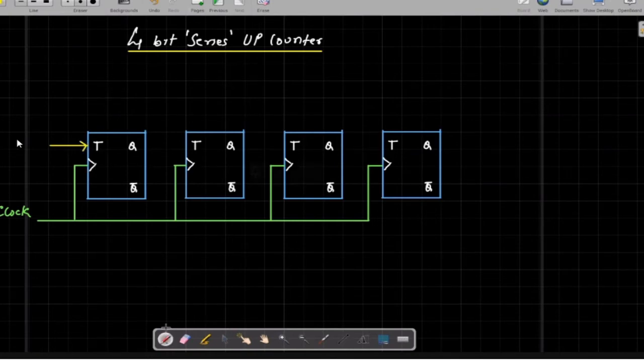So to operate in a toggle mode, what logic you have to apply over here? Logic 1. Yes.